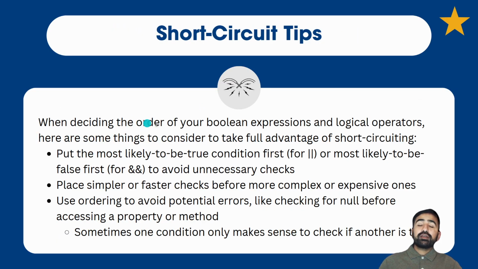So short circuit tips: put the most likely to be true condition first for ORs, and then the most likely to be false first for ands, because then you won't have to do a second check. So this is basically what you want to remember. Place simpler or faster checks before more complex or expensive ones. Again, we'll revisit this once we get to functions and methods. And then use ordering to avoid potential errors like checking for null before accessing a property or method. Sometimes one condition only makes sense to check if another is true. This one will make more sense once we start designing more complicated programs.